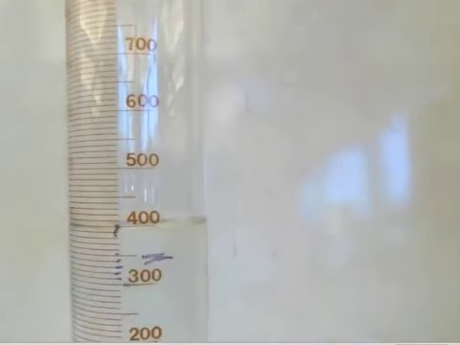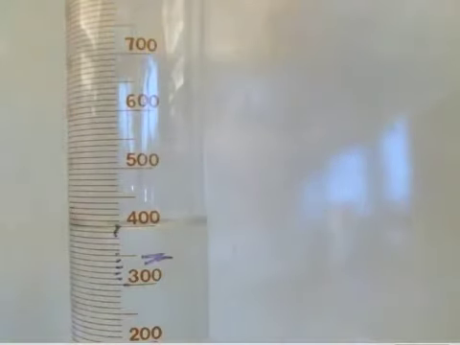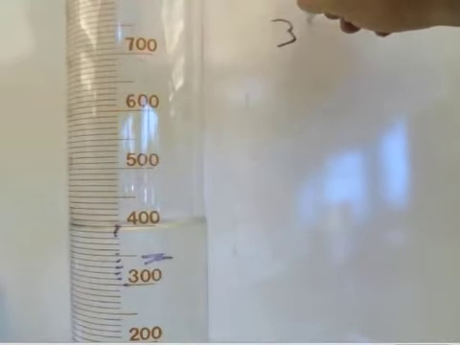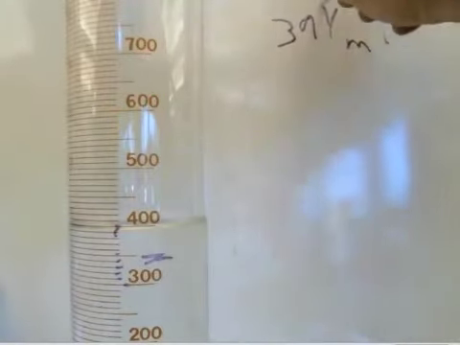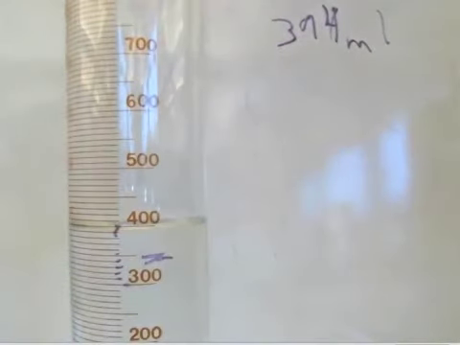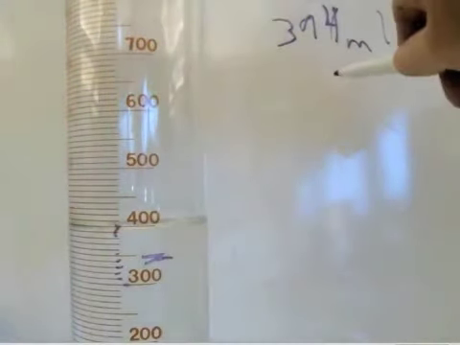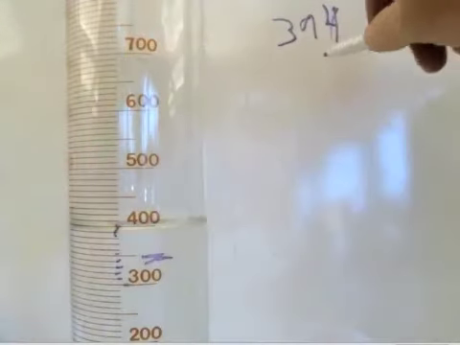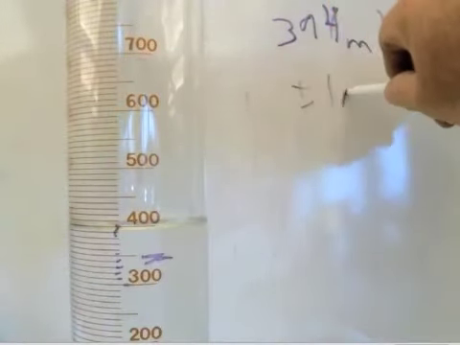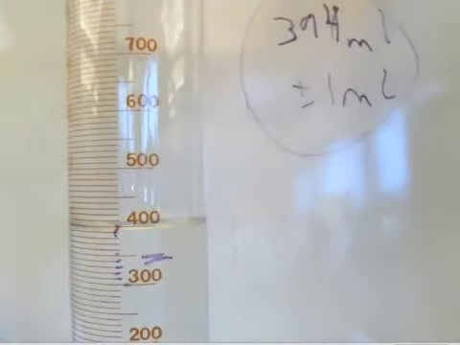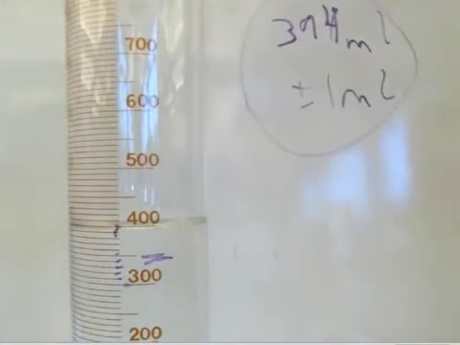So if we know the tens place, what's our rule? Well, then we should guess the ones place. So it's hard to tell. I think that meniscus is a little bit below the 400. So I'm going to say it's about 394 maybe. So I would say 394 milliliters. Which decimal place did we guess? Well, we guessed the ones place because we knew the tens place, and we would say plus or minus 1 milliliter as our uncertainty. So the volume of the water in the graduated cylinder is about 394 milliliters plus or minus 1 milliliter.